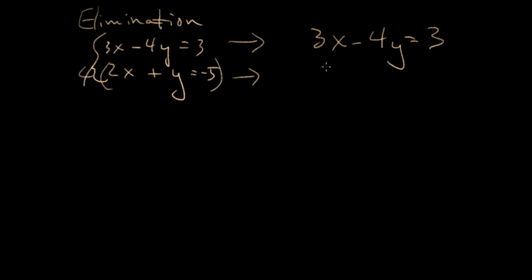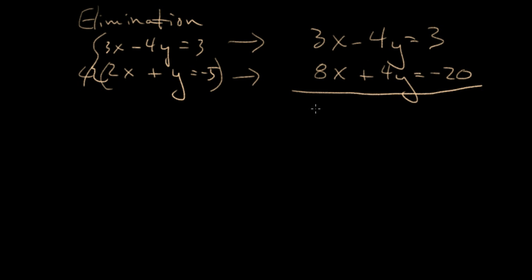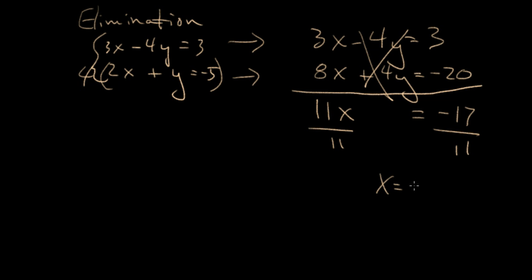And that is 4 times 2x is 8x. Okay? 4 times y is plus 4y. And 4 times negative 5 is negative 20. This is one that's going to get ugly because you guys don't like this stuff when I get fractions, but watch. 8 and 3 is 11x. These two, negative 4y and positive 4y, eliminate each other. And so that equals negative 20 plus 3 is a negative 17. So if we divide both sides by 11, I have x equals negative 17 over 11.